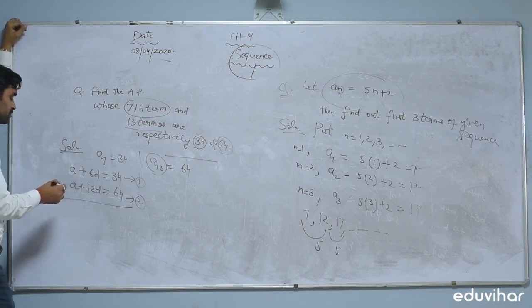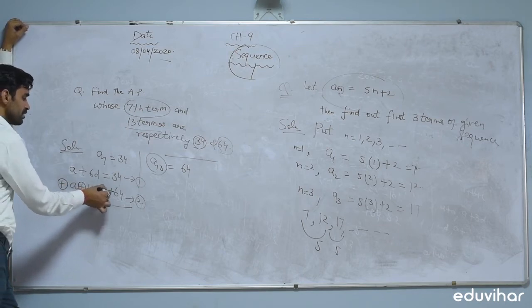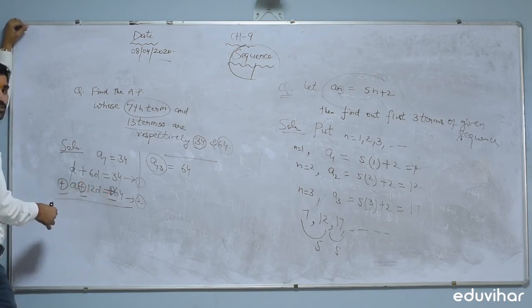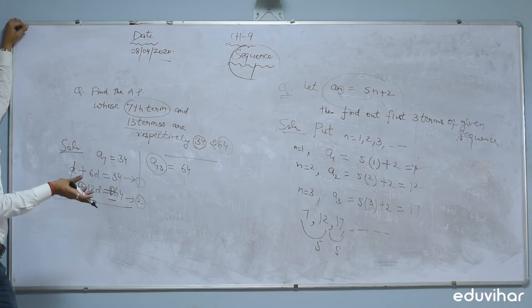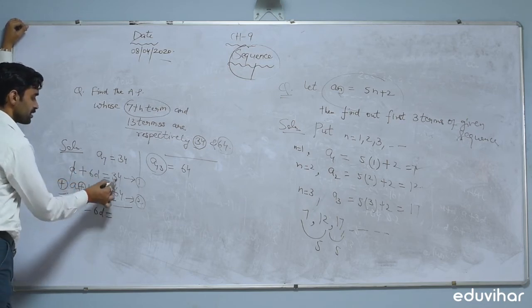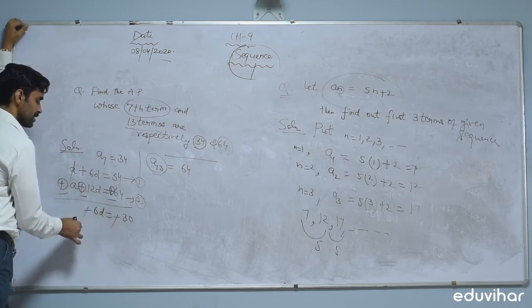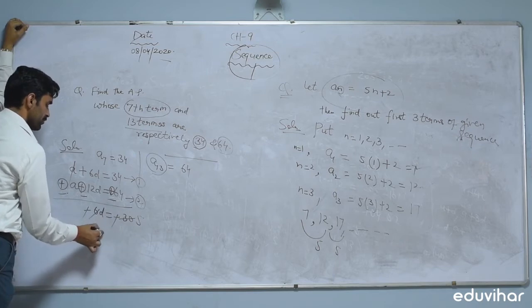You can get the values of a and d by using any algebraic method. We are applying the elimination method. Here the a terms are equal, so if we subtract the equations, a cancels and we get the result in terms of d. 6d minus 12d is minus 6d, and 34 minus 64 is minus 30. So the value of d comes out to be 5.